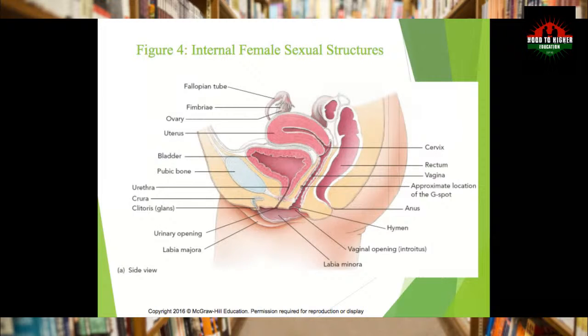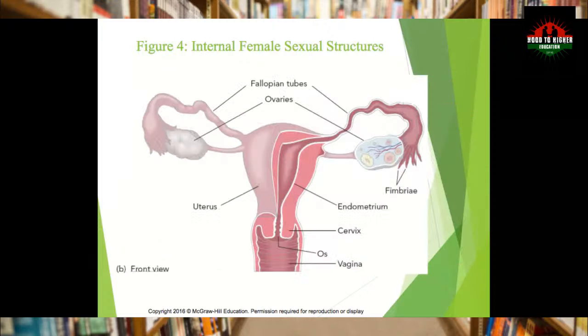Okay, we're going to pause our video to check out this diagram. This is a side view of the internal female sexual structures. So take a minute to pause and look at the different areas of the female sexual structures. So this is a picture of the fallopian tubes and the ovaries.